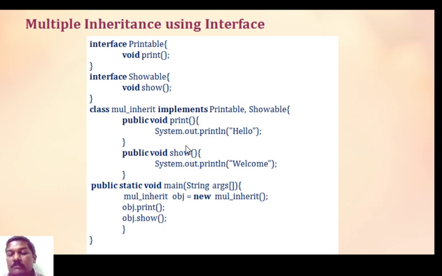From the main program I have created an object. By using the object I can call those methods, print and show. The print method will print the statement hello. Similarly, the show method will print welcome on the screen. So by using these interfaces I can achieve multiple inheritance in Java. So this is the main advantage of using the interface concept in Java.